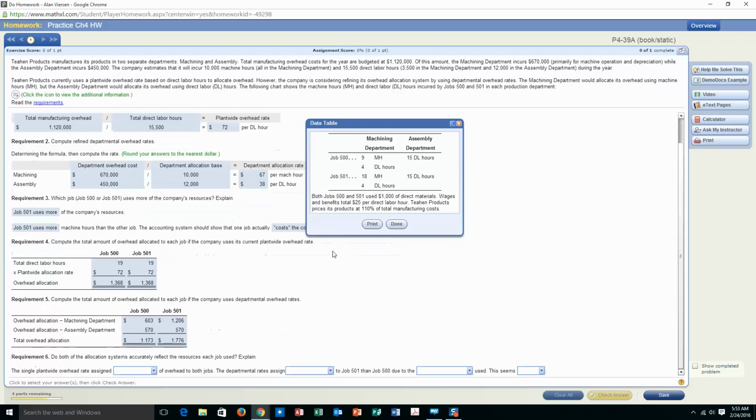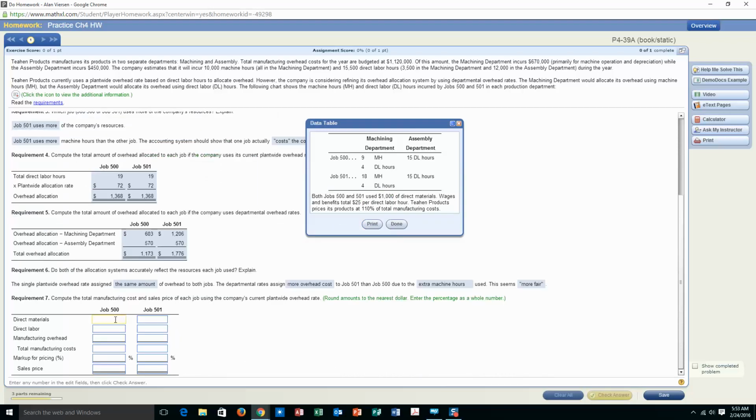Moving right ahead, requirement number 6, we're going to say the single plant-wide rate assigned the same amount of overhead to both jobs, while the departmental rate assigned more overhead costs to job 501 than job 500 due to the fact that there were extra machine hours, and this would only seem more fair when you're assigning the cost.